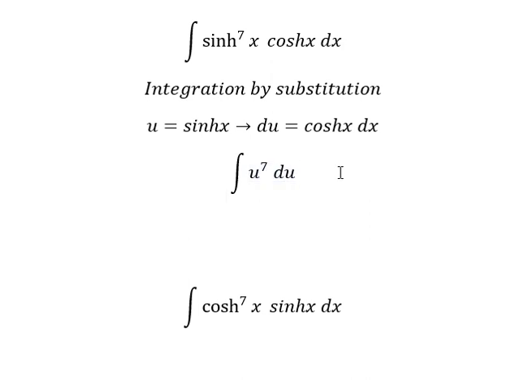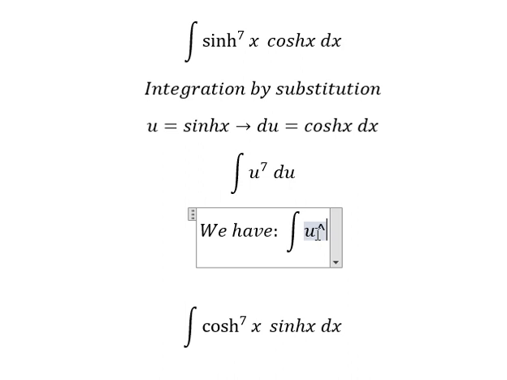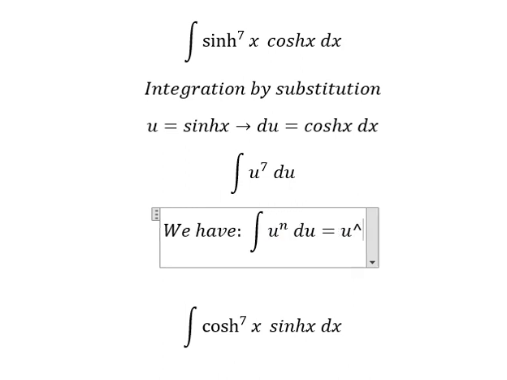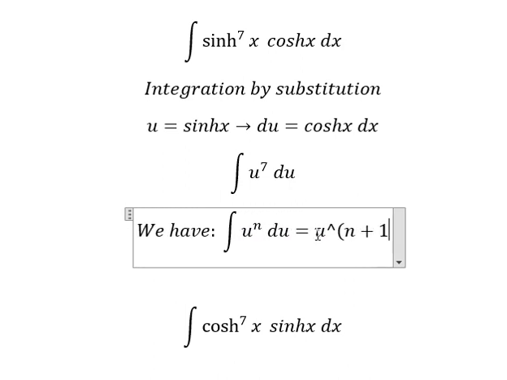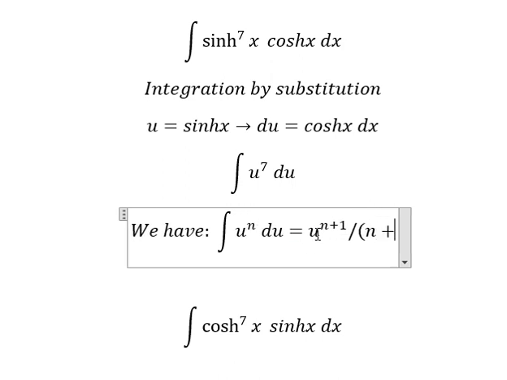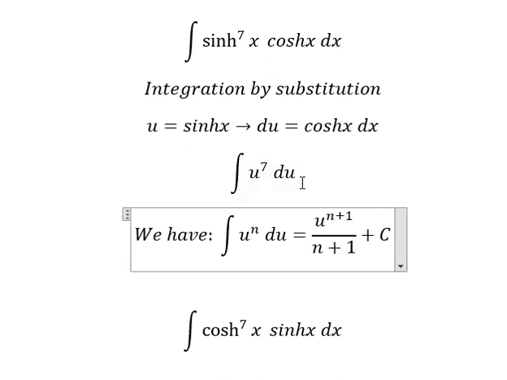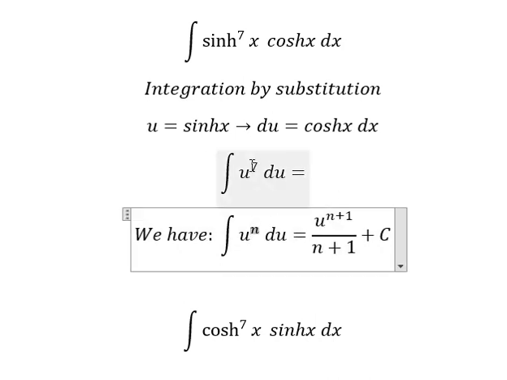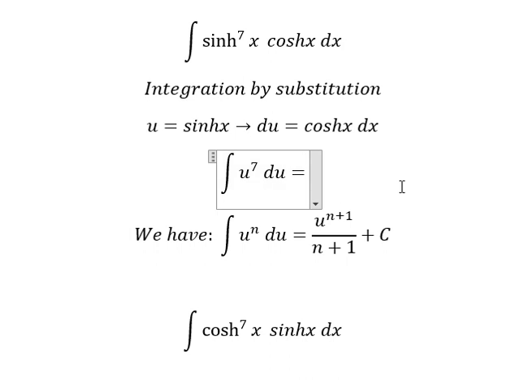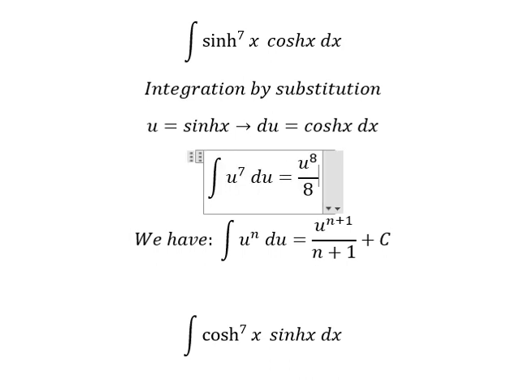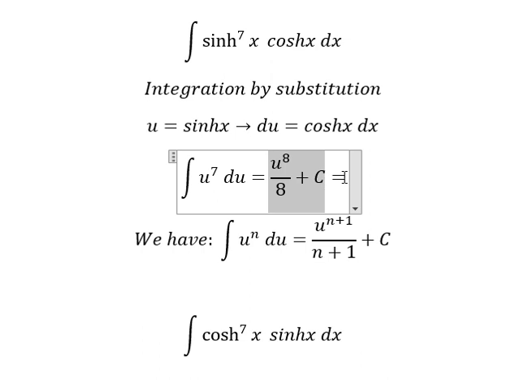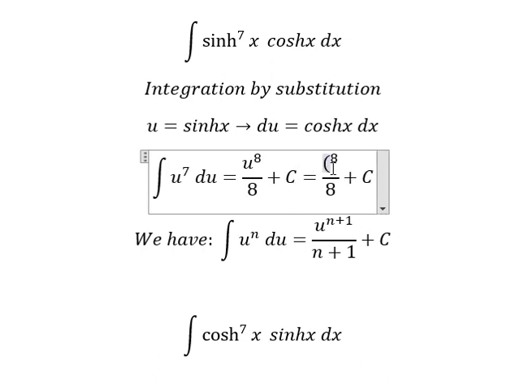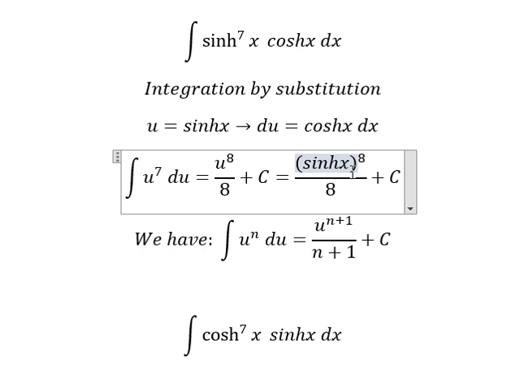And now we have the formula in here. So the integration of this one is u to the power of n plus 1 over n plus 1, and I will put plus c. So this one, we have number 7, we put in here. So 7 plus 1, we have number 8. For u, that is sinh x. And that is the final answer.